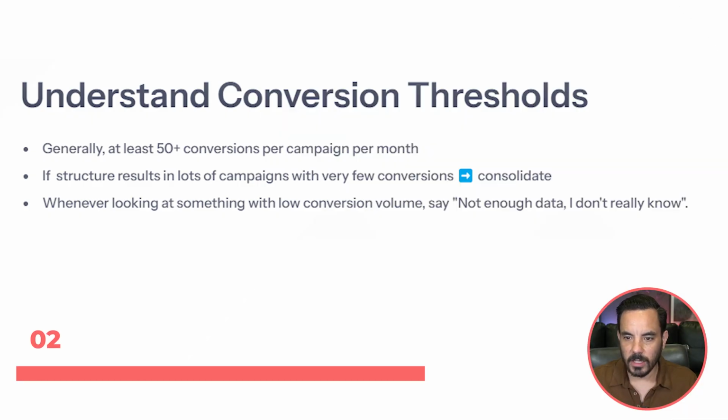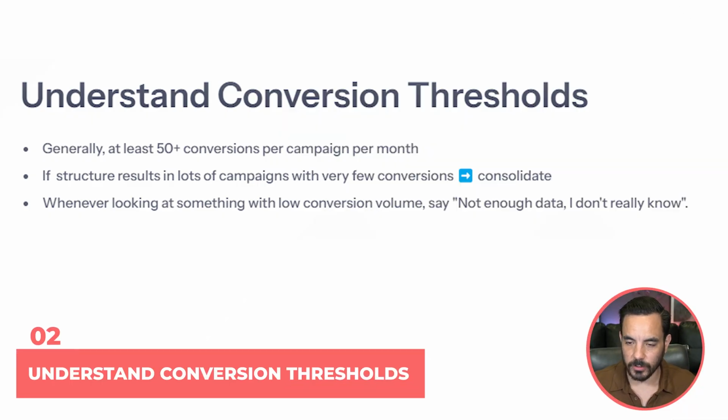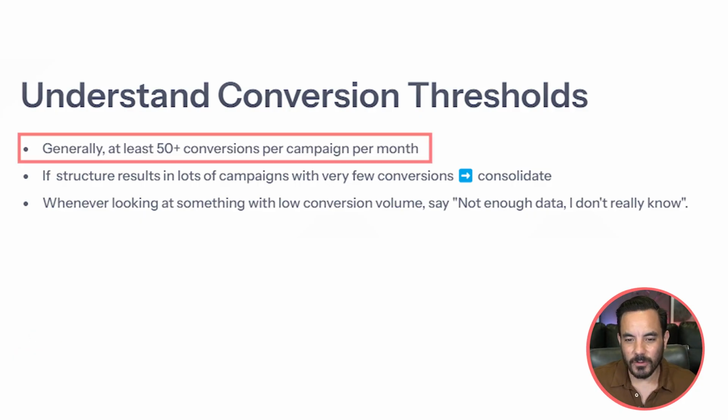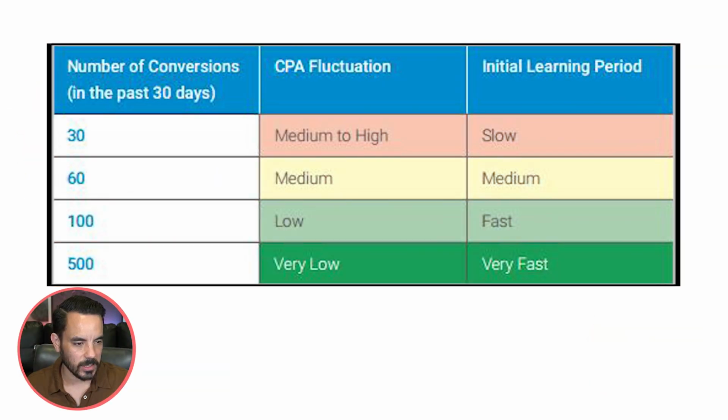Okay, number 2. You've got to understand conversion thresholds. So many people get this wrong. Now, generally speaking, if you want one really easy rule of thumb, go for 50 plus conversions per campaign per month, right? If you just want one number to think about. Now, really, it's not as simple as just one number. And to give you an idea, we've got this table here.